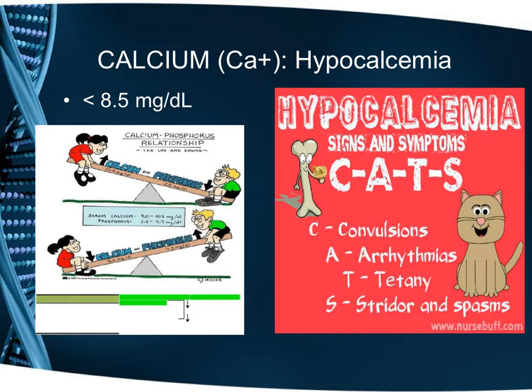Signs and symptoms often reflect the effect of calcium on nerve and muscle function, including the heart. The patient may experience numbness, muscle cramps, hyperactive reflexes, laryngospasm, tetany contractions, delusions, seizures, and arrhythmias.